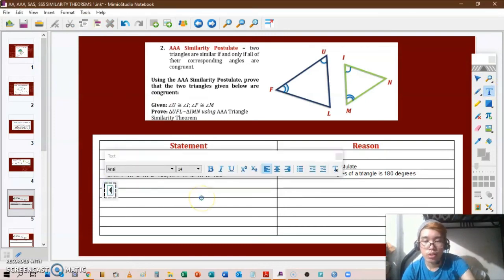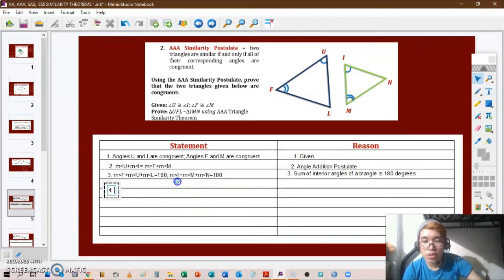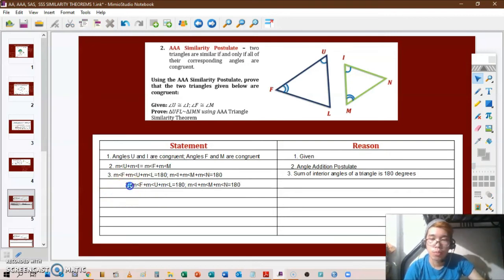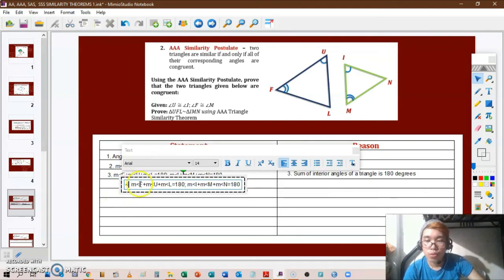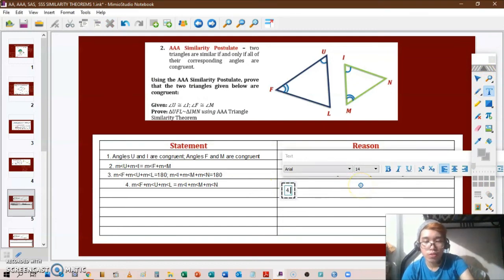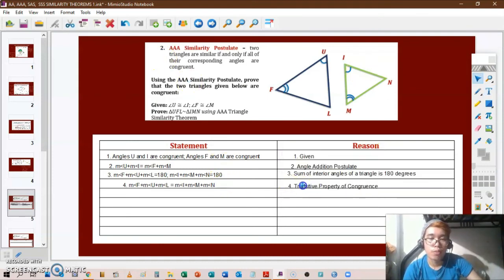Therefore, on number 4, let's simply copy this one and paste it here. So this one is going to be equal to this one, using the transitive property of congruence. So that's number 4.